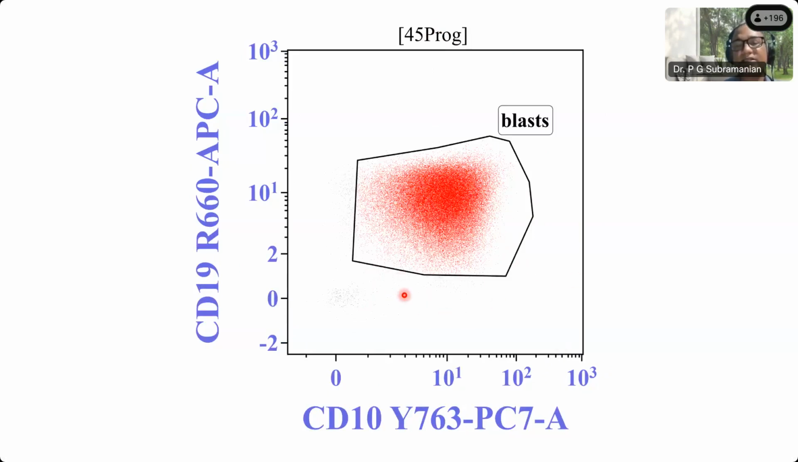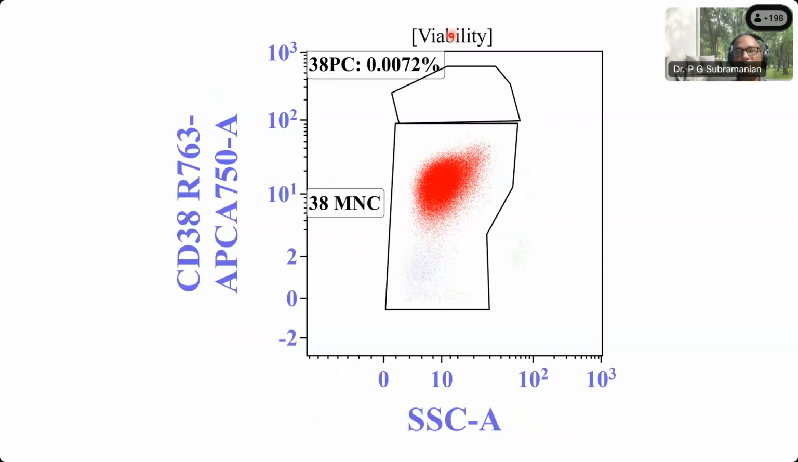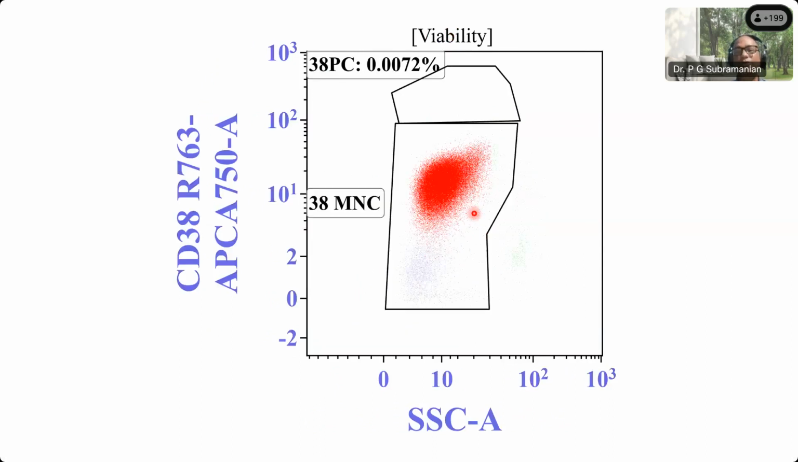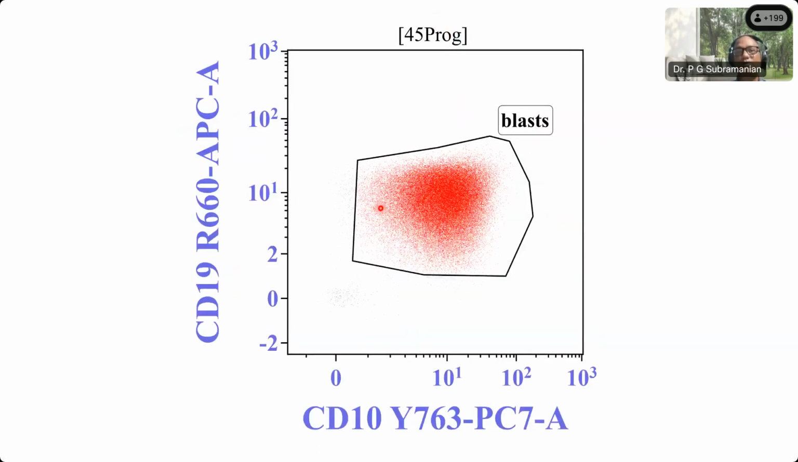Otherwise, granulocytes will come over here, which is CD10 positive. So granulocytes also express CD10. Since our predominant population is here and we are only interested in this, that is why we are only looking at this population here, which is the CD45 progenitor.